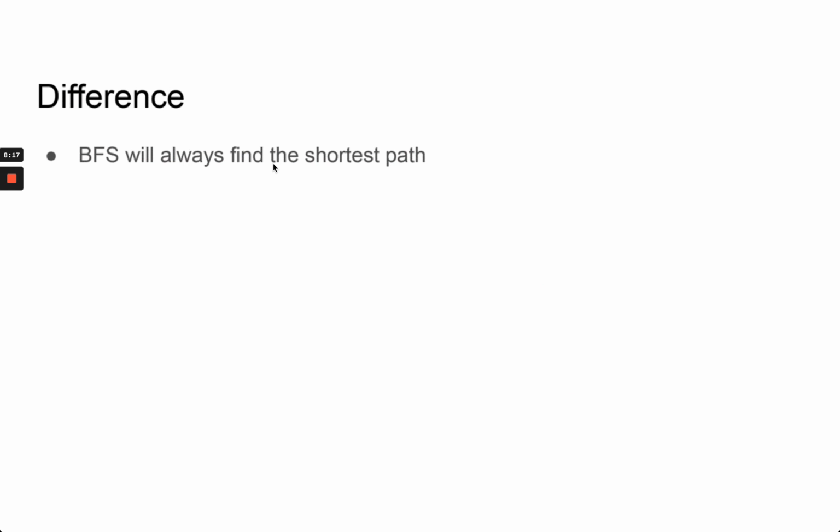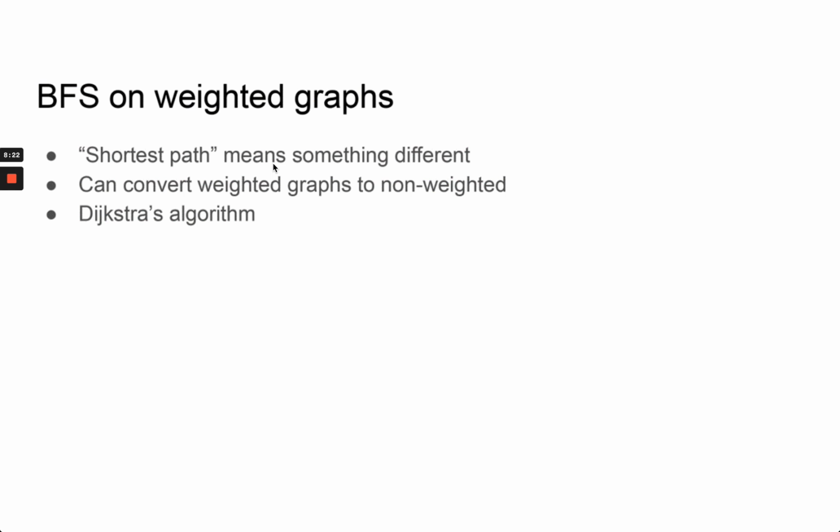So that's the key difference between BFS and DFS. They're both useful and used in different contexts. In a breadth first search on a weighted graph, shortest path doesn't mean how many hops there are. It means the sum of the weights on the edges of a given path.